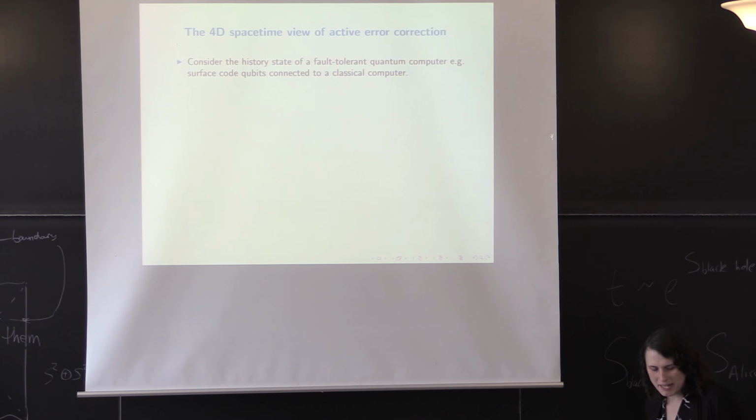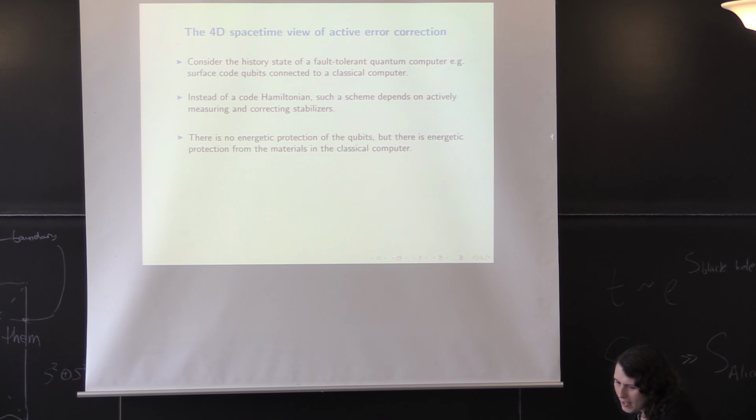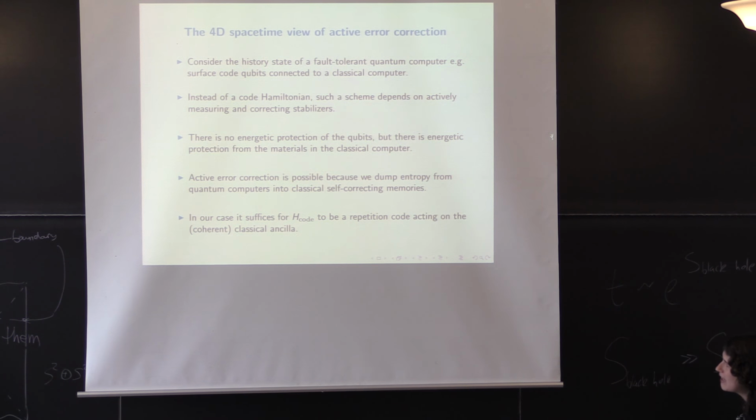So now, let's take this 4D space-time view. Ordinarily when we think of quantum error correction, we think of doing it actively. That is, not passive Hamiltonian terms that force you to be in a particular state, but you're going to actively measure stabilizers. So the observation is that there's no energetic protection on the qubits themselves. But when you do this in an ordinary quantum computing laboratory, you do have an energetic protection in the classical computer, from the material science of the classical computer. And so the point of this is that active error correction is possible because we take entropy out of the fault-tolerant quantum computer and dump it into classical self-correcting memories. The ancillas we get from the classical self-correcting memories are nice and clean, and this allows us to get rid of the entropy in our quantum computer.